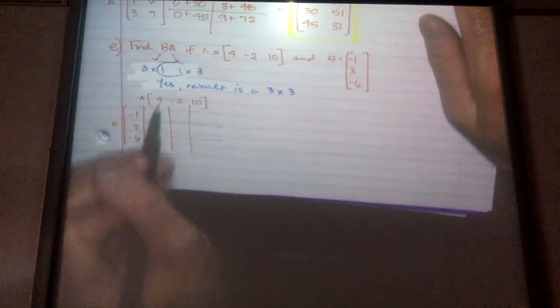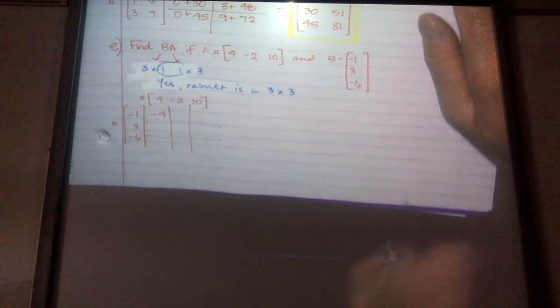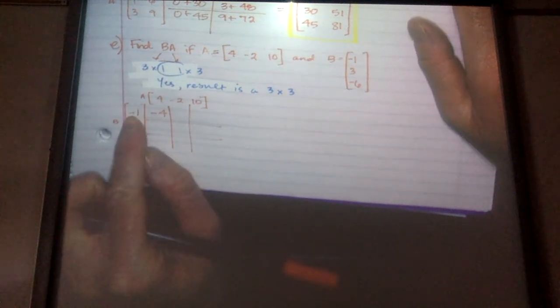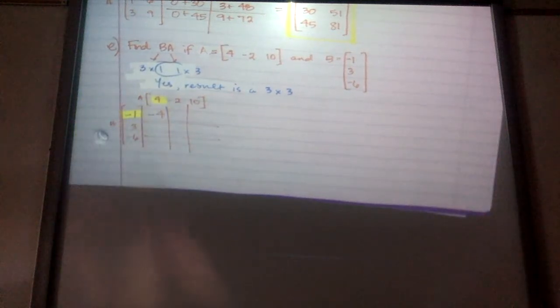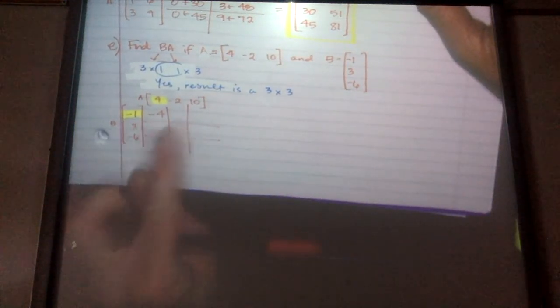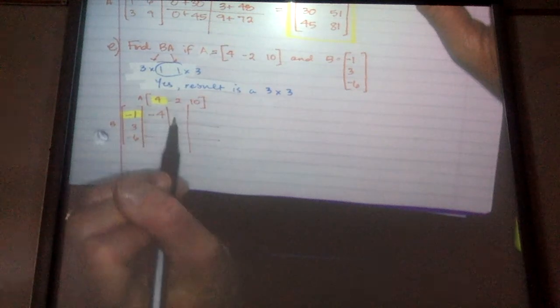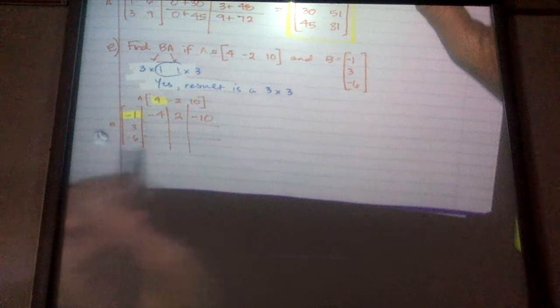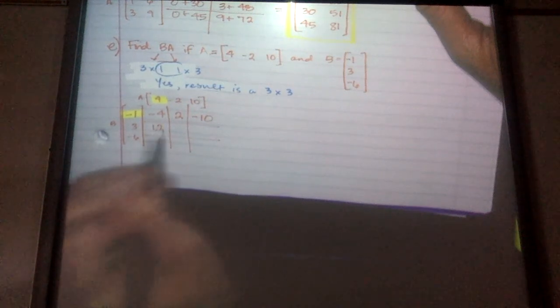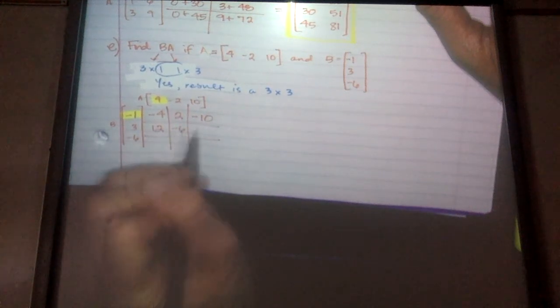So -1 times 4 is -4, and there's nothing to add. So I'm doing row 1, column 1. -1 times 4 is -4. This next spot should be -1 times -2, which is 2. -1 times 10 is -10. 3 times 4 is 12. 3 times -2 is -6.